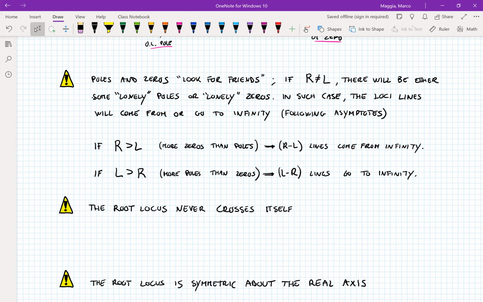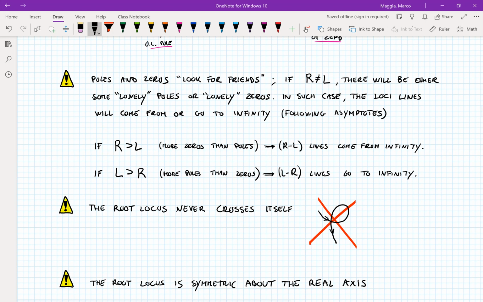But always think about it: there are as many branches as the maximum number of either poles or zeros for the open loop function. So these branches, if they cannot connect between a zero and a pole in the s-plane where you can see them, then they will go to infinity or come from infinity. All right, another thing that I want you to notice is that the root locus never crosses itself, so you will never find something like this.